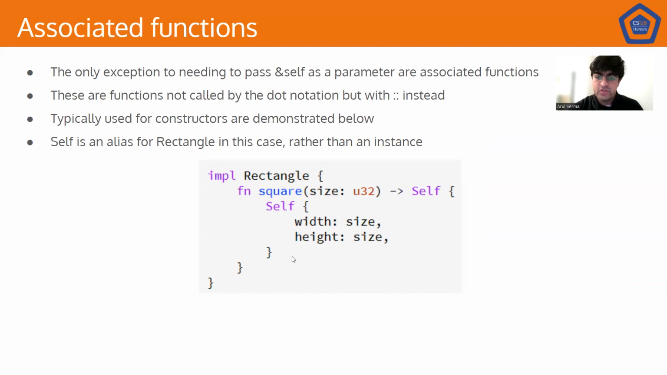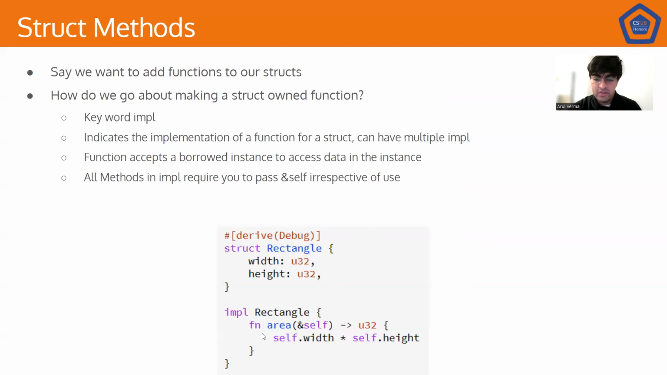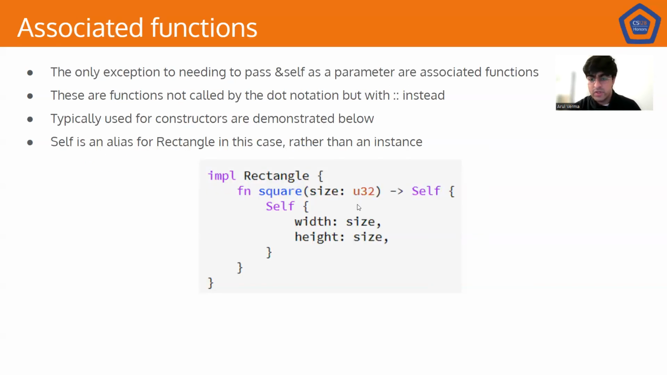So specifically, these are used for constructors, and the way you do it is with, as I said, double colon, while these would be with a dot notation after your instance. So say I have an instance of name A, it would be A dot area, whereas this would be Rectangle::square, and A equals Rectangle::square specifically.